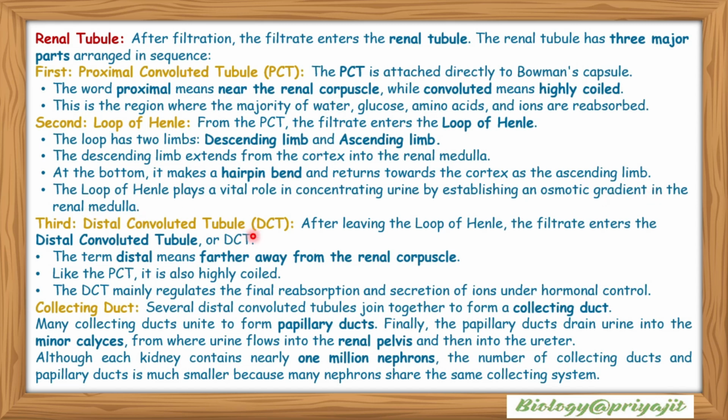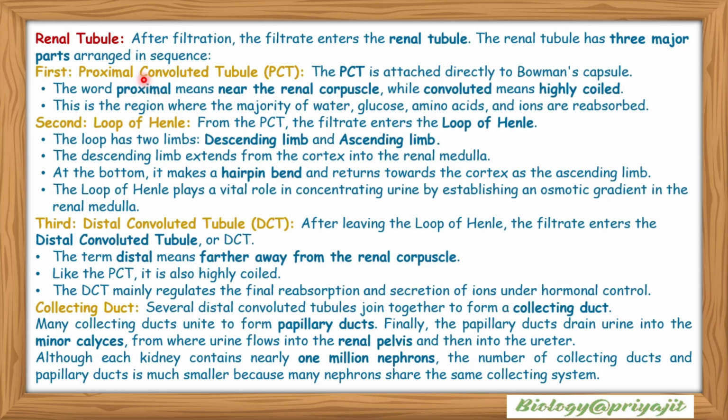Third, the distal convoluted tubule or DCT. After leaving the loop of Henle, the filtrate enters the distal convoluted tubule. The term distal means further away from the renal corpuscle. Like the PCT, it is also highly coiled, so it is also called a convoluted tubule. The DCT mainly regulates the final reabsorption and secretion of ions under hormonal control.